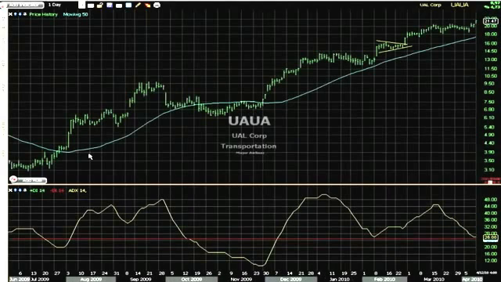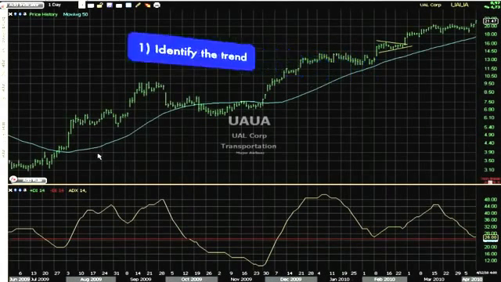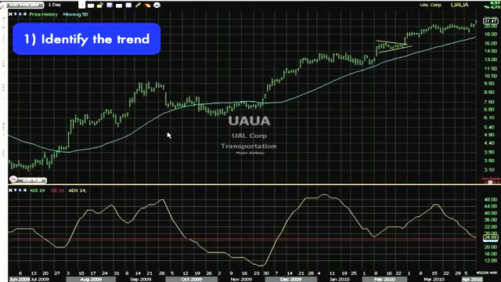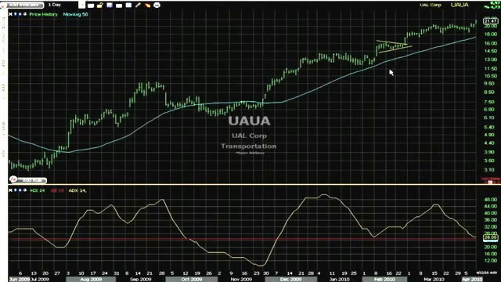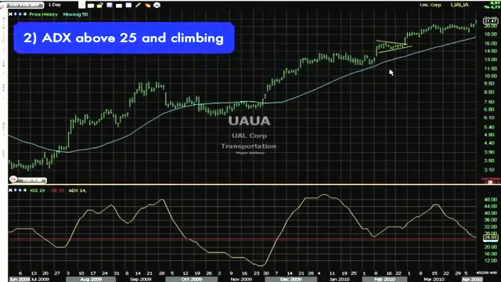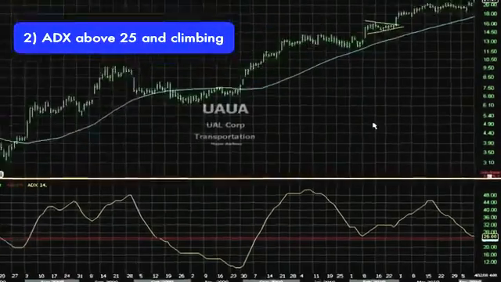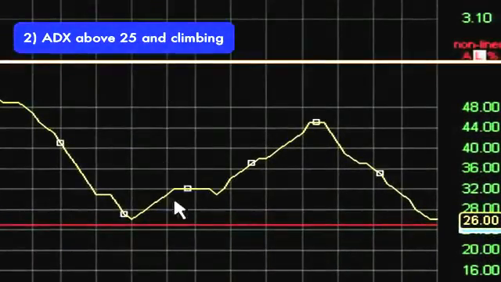Here's another way to use ADX. I'm going to approach it in a similar way. First, I'm going to identify the trend and I can see that the MA is upsloping, so the trend is up. I'm only going to take trades from the long side. Second, I'm going to find an ADX above 25 and rising, which I find here.